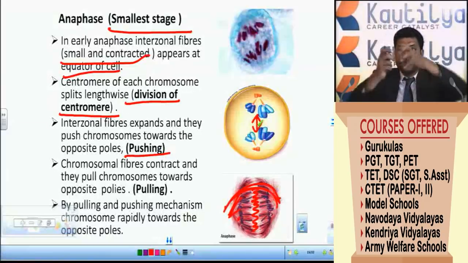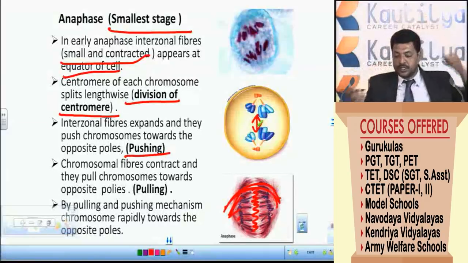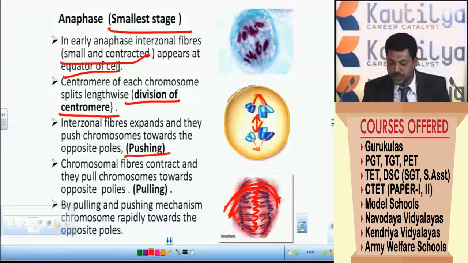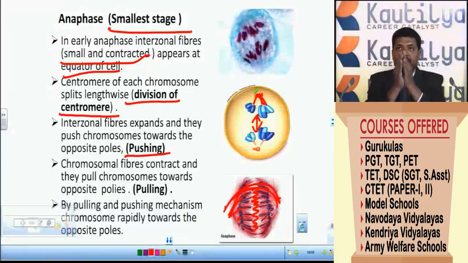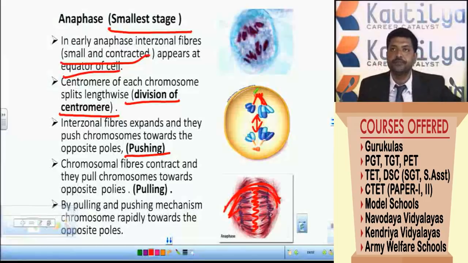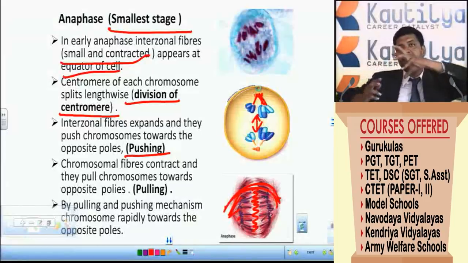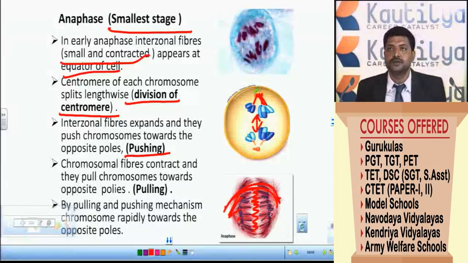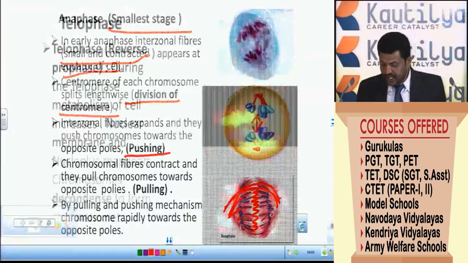And the chromosomal fibers pull the chromosomes towards the poles. This is called pulling. Interzonal fibers centrifugally expand so that they increase the space between dividing chromosomes, whereas chromosomal fibers contract and pull the chromosomes towards the poles. By the pushing and pulling mechanism, the chromosomes reach the poles.